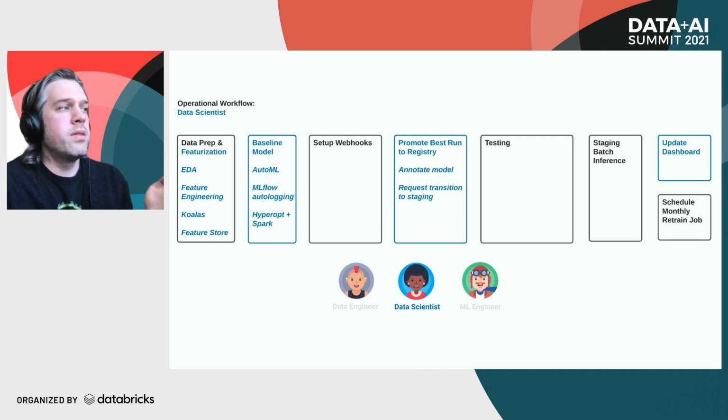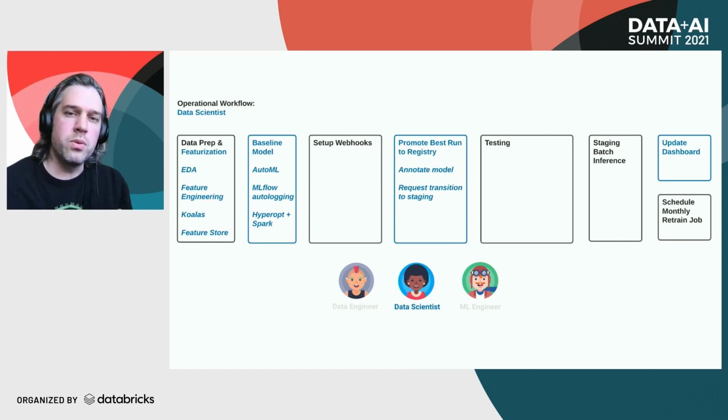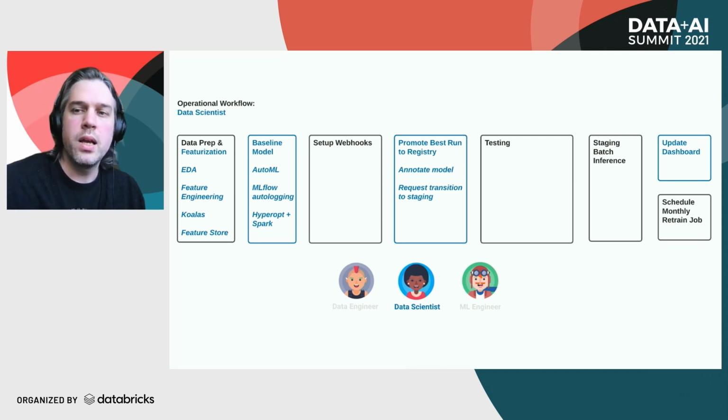At that point, they'll be moving on to actually training the baseline model, and then they'll be doing the work to take their baseline model and promote it to the registry. At the very end of the workflow, they'll probably come back once the predictions have been made and update the dashboard at the end.